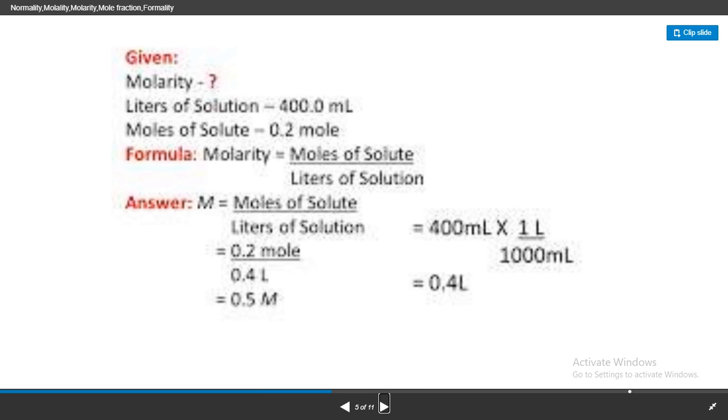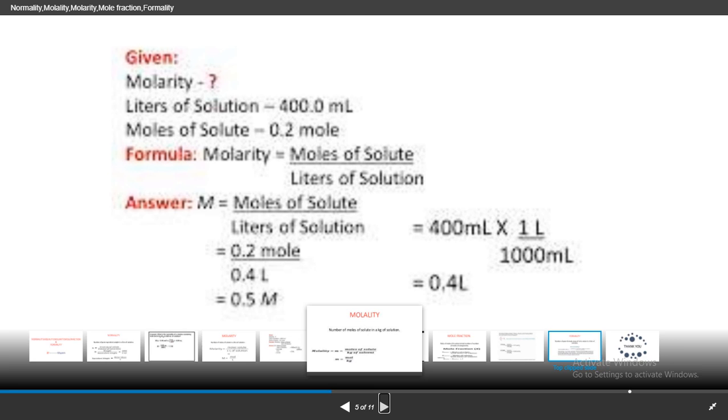So suppose we have an example like this. We have to calculate the molarity, and the volume of the solution is 400 ml and the moles of the solute is 0.2 mole. So the molarity will be simple like this: moles of solute divided by liters of solution. Here 400 ml means 0.4 liter if we divide it by 1000 ml. So 0.2 mole divided by 0.4 liter means 0.5 molar, or a semi-molar solution.